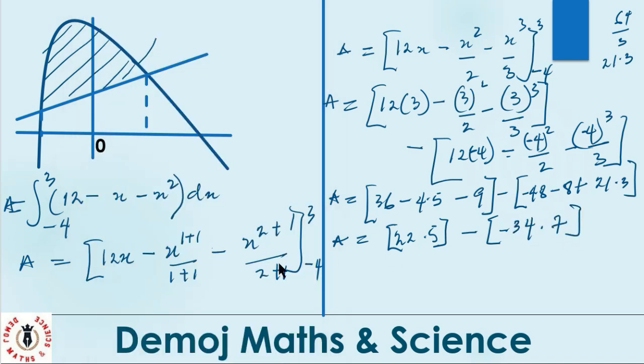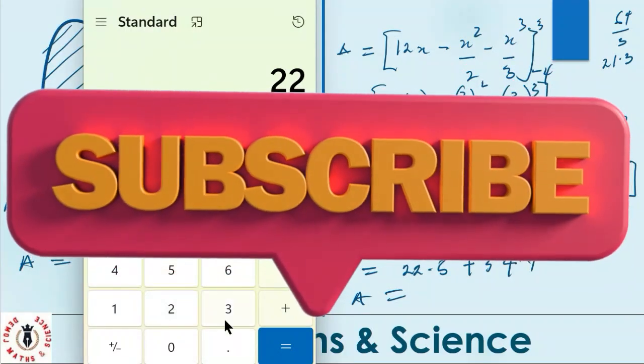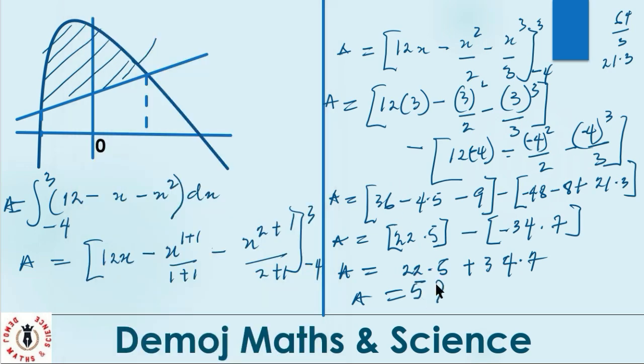That equals minus 34.7. So at the end of the day, our area will be equal to 22.5 plus 34.7, which equals 57.2. That's 57.2 units, depending on the units of the graph.